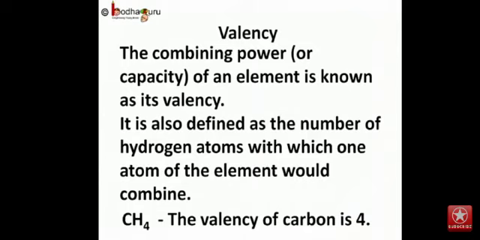Also, the combining power or capacity of an element is known as its valency. There are different ways to find the valency, and it is also defined as the number of hydrogen atoms with which one atom of the element would combine. For example, methane has a chemical formula CH4. The carbon atom combines with 4 hydrogen atoms in each molecule of methane. This means the valency of carbon is 4.